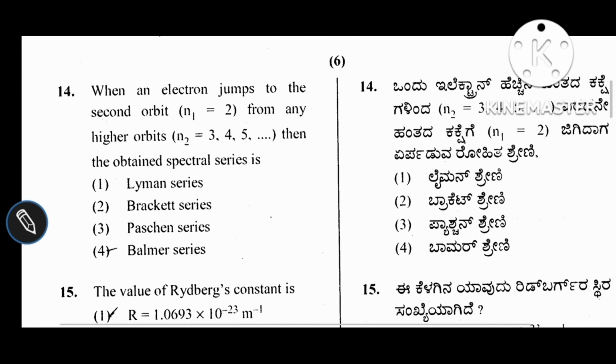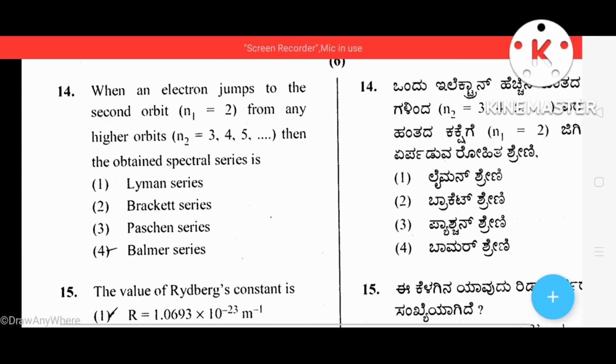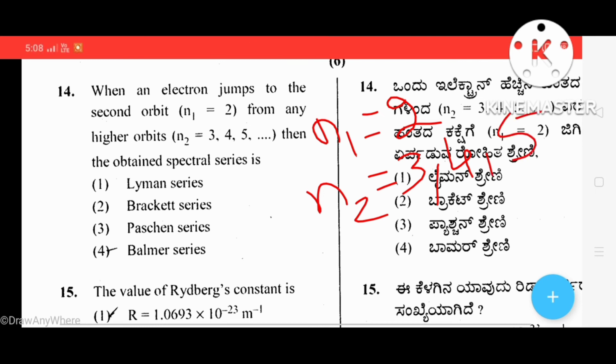14th one, when an electron jumps to the second orbit, n1 is equal to 2, from any higher orbits, n2 is equal to 3, 4, 5 and so on, then the obtained spectral series is, when we have n1 equal to 2 and n2 equal to 3, 4, 5, this is the second spectral series. First one is the Lyman series, second one is the Balmer series. This gives the Balmer series.